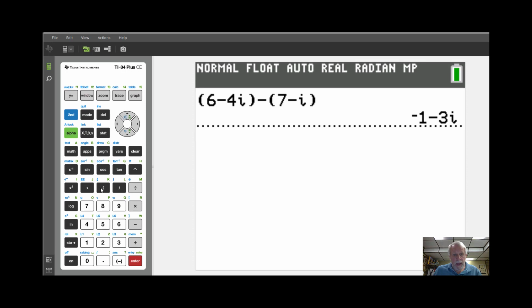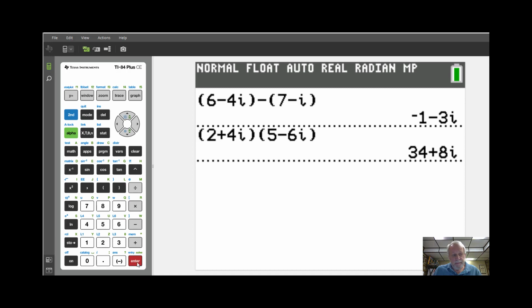Multiplying them, okay, I can do parentheses 2 plus 4I times the quantity 5 minus 6I. And it will multiply just like we'd multiply two binomials and simplify the I squared.